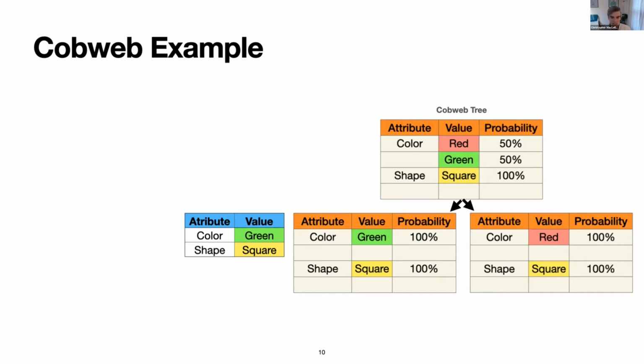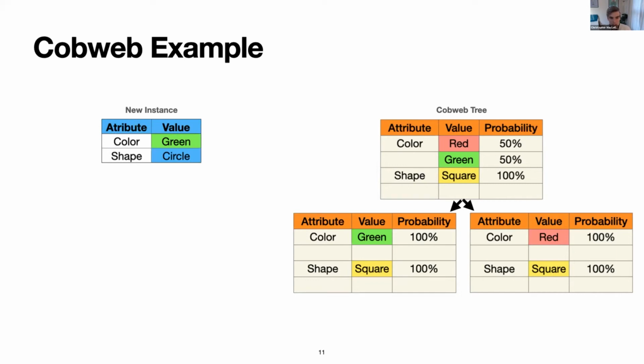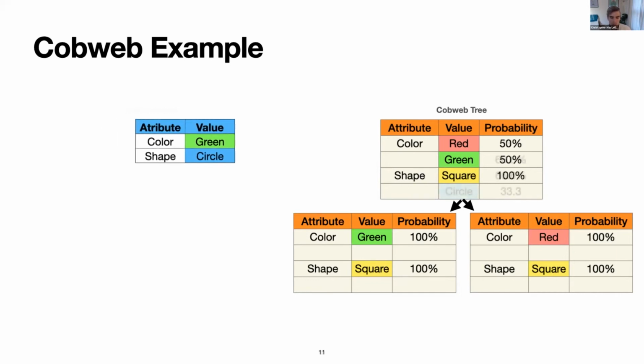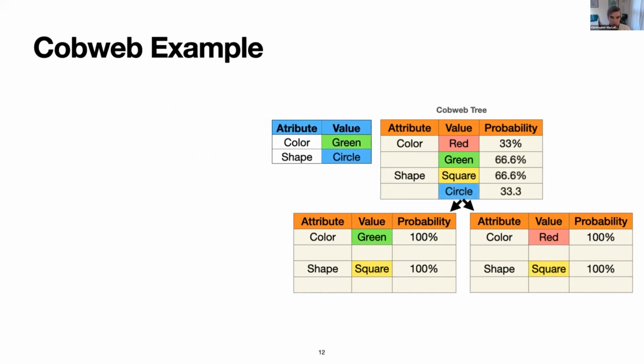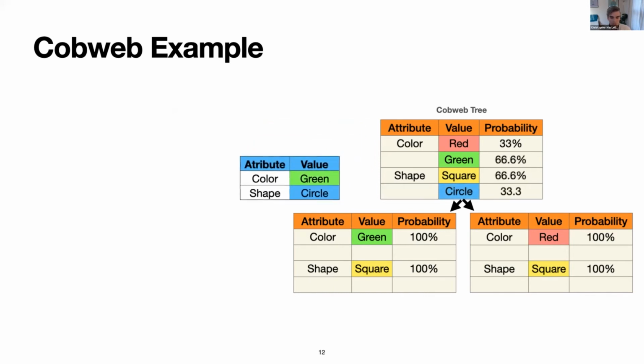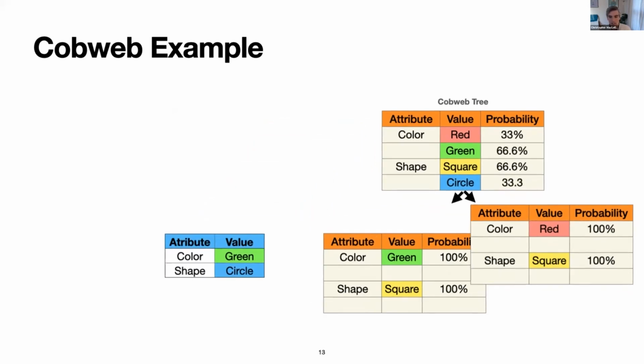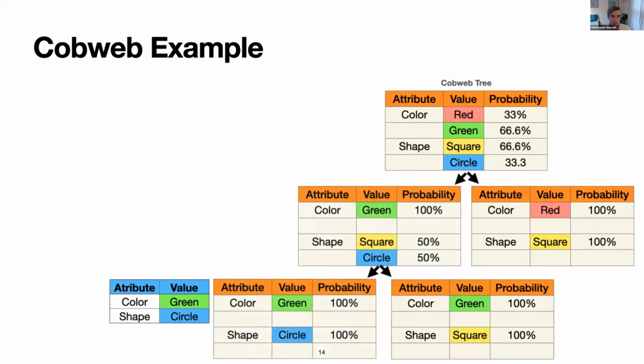These are the concepts that are organized within our classification tree. So now we might get a new example. In this case, now we have a green circle. So we update the probability distribution at the root. And as we sort it down the tree, we continue to modify our tree structure to better represent the distribution of the examples that we've seen so far.